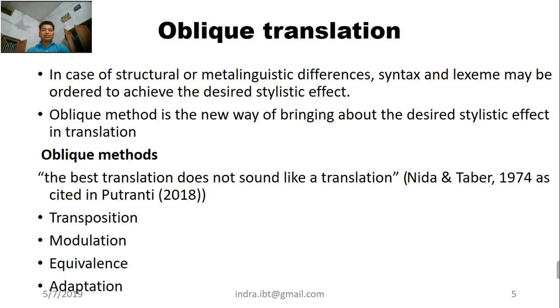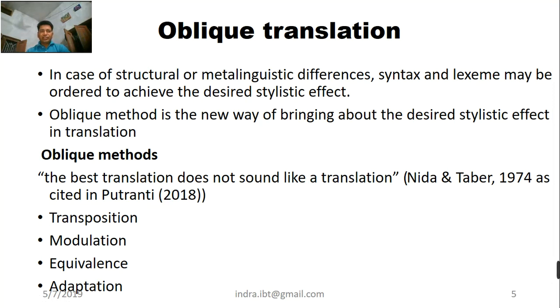So oblique translation is used to bring about desired stylistic effects in the translation. In case of structural or metalinguistic differences, syntax and lexeme may be ordered or reordered to achieve the desired stylistic effect. So the oblique method is the way of bringing about the desired stylistic effect in translation. And there are four oblique methods, namely transposition, modulation, equivalence, and adaptation.